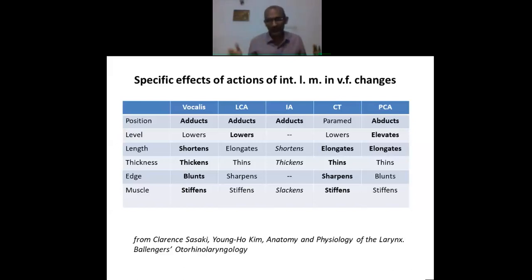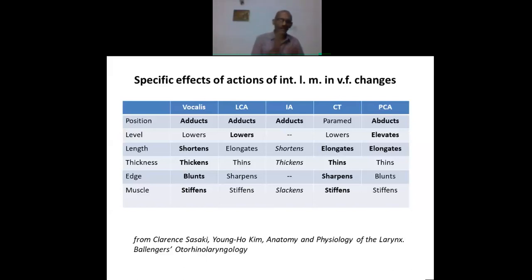We all know it's an abductor, we've already seen, but also remember, when it abducts the vocal fold, it also pulls it up. To guide you, what you're seeing in bold is the strong action of the muscles, and what you're seeing in italics is the mild action. So when the PCA contracts, it not only fully abducts the vocal folds, it also strongly elevates and elongates the vocal folds. Just to remind you, this does not contribute to phonation, but keep that in mind.